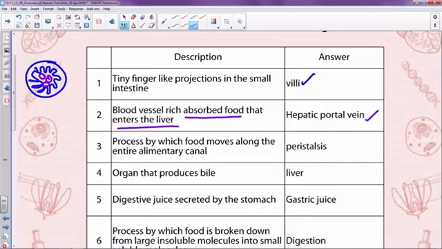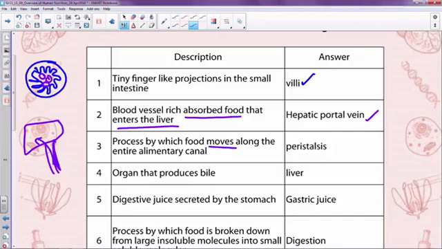So all the food that is then absorbed from the small intestine goes up via the hepatic portal vein to the liver, and that is where the food will then undergo a process of purification, removal of waste products, and some deamination of excess amino acids. So the blood, before it goes back into the circulatory system, has to go to the liver via the hepatic portal vein. Cool.